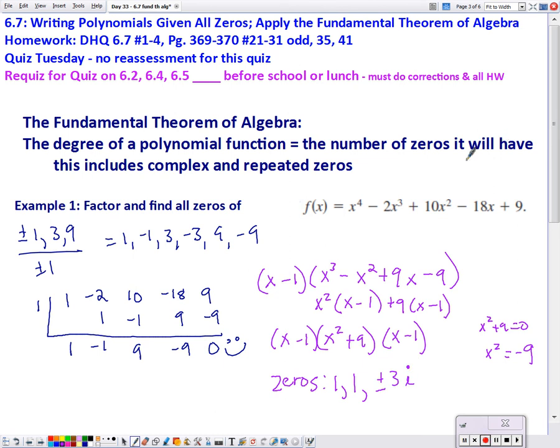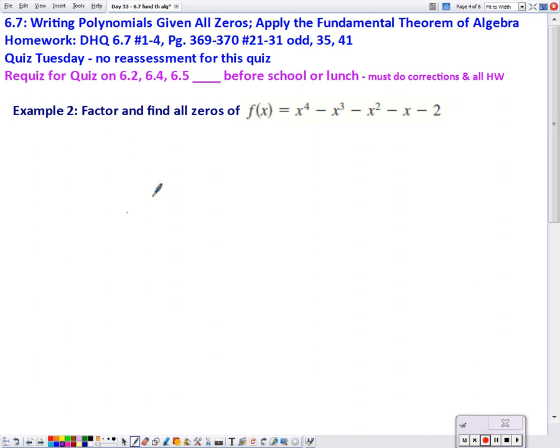Okay. Example 2. Same situation. We are going to factor and find all the zeros of this polynomial, which looks a little scary because I don't see any coefficients except -1s and a -2 for the constant. So again, we're going to start with the rational root theorem, and this time it's not going to be so bad because it's just plus minus 1 and 2 over 1. So my possibilities are 1, -1, 2, and -2.